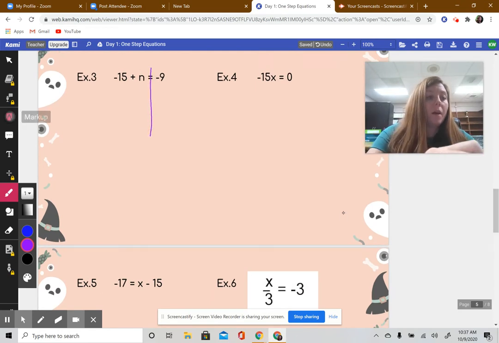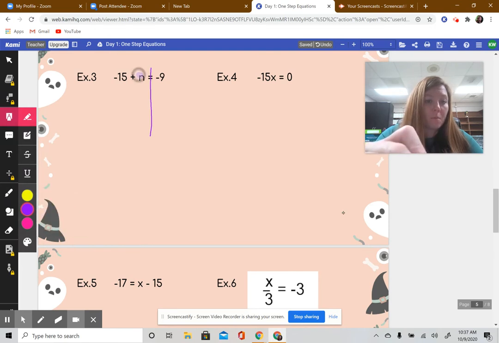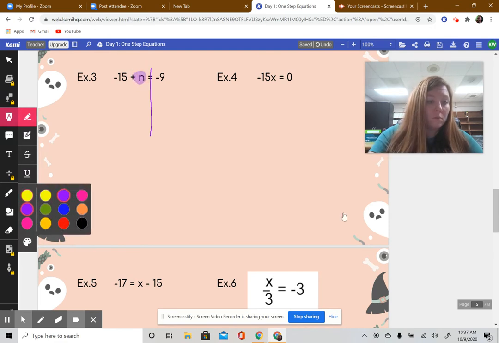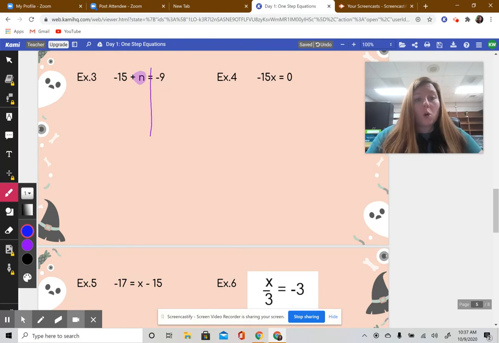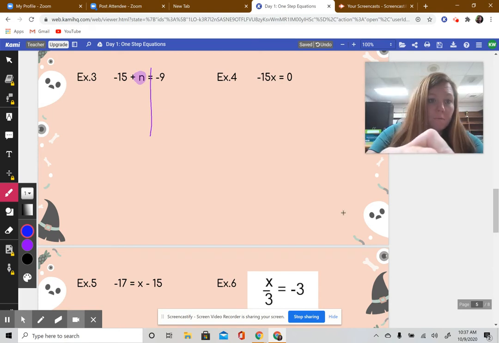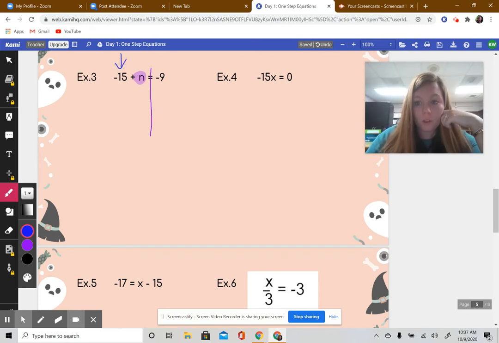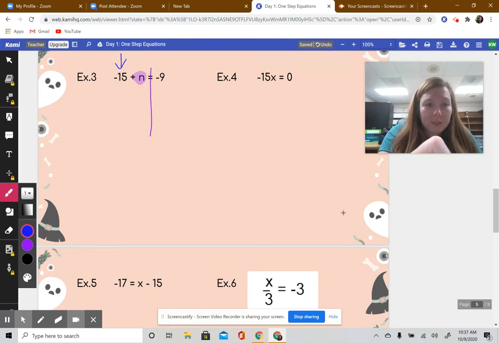All right. Again, I need to get my variable alone. So, look at my highlighted part. What's making the highlighted part not alone? This negative 15. Now, a lot of you guys are going to say, that's a negative, but it's kind of a subtraction. Negative and subtraction are the same thing. So what's the opposite of negative 15? Positive 15. So I'm going to add 15 on both sides.